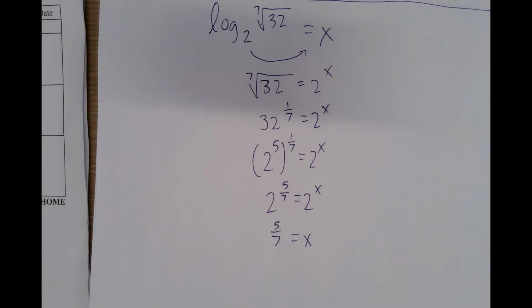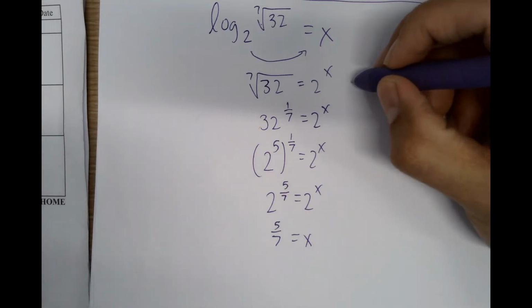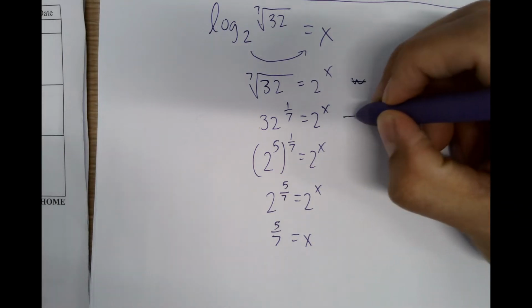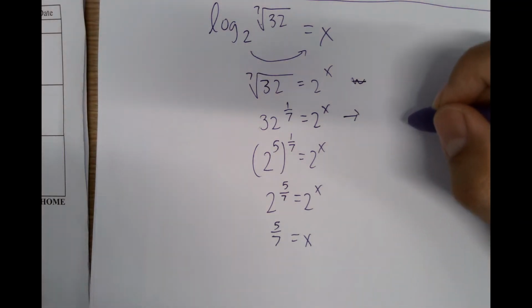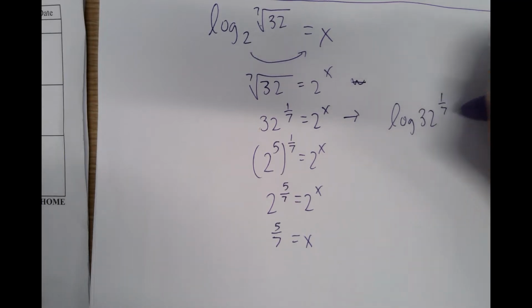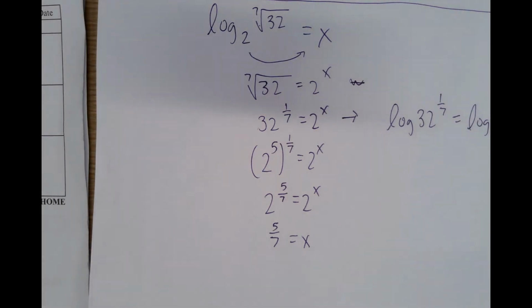The second way we can do this is, let's say we get to this point right here, we can take the natural log of both sides. So we could take log of 32 to the 1/7 is equal to log of 2 to the x. And again, natural log and log are exactly the same. The only difference is that log is using base 10 and ln is taking log base e.